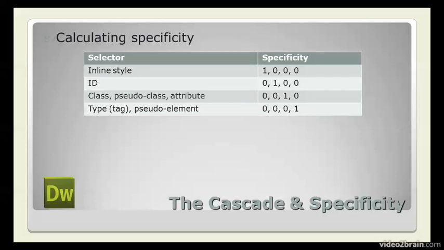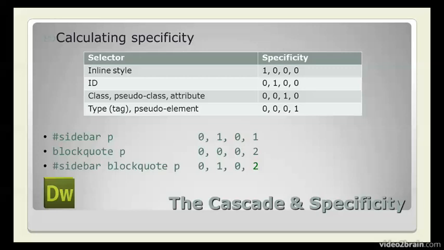The official way of calculating specificity uses four numbers separated by commas. To work out a style rule's specificity, you add up the values of each part of the selector in each comma-separated group. These examples should make it a little bit clearer. In the first one, there's an ID selector and a type or tag selector. So the ID gets a value of 1 in the second group, and the P gets a value of 1 in the fourth group. The second one is a descendant selector with two type selectors, so that gets a value of 2 in the fourth comma group. And the final one, you've got an ID and two type selectors, so you get 1 in the second comma group and 2 in the fourth comma group.